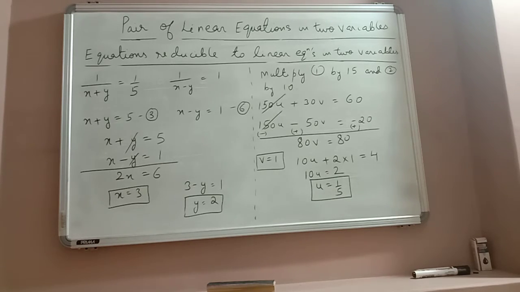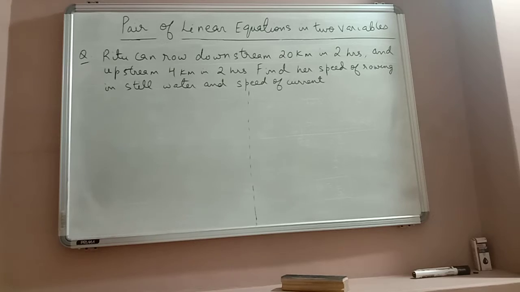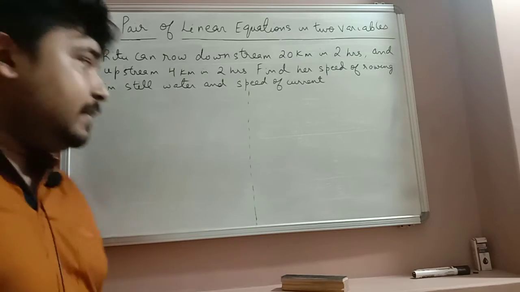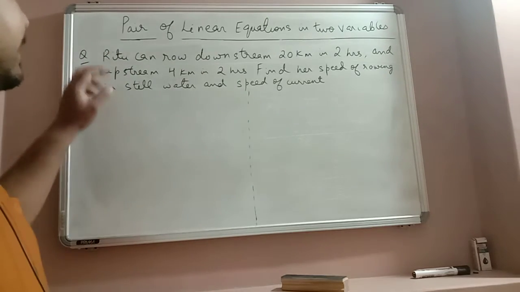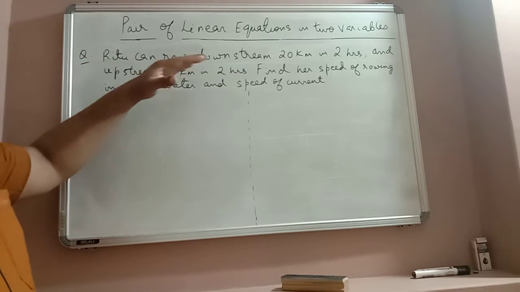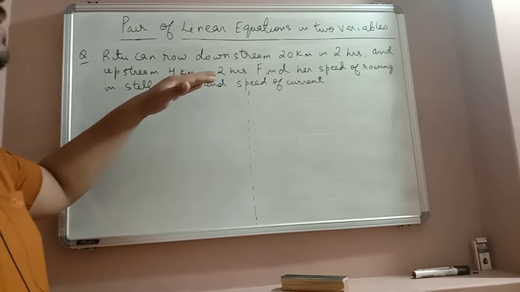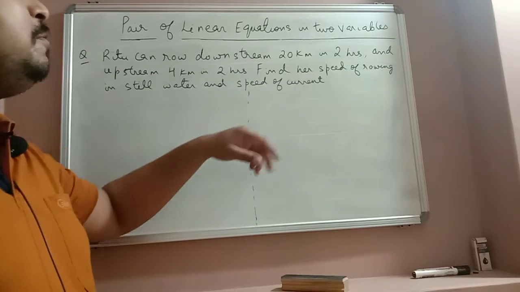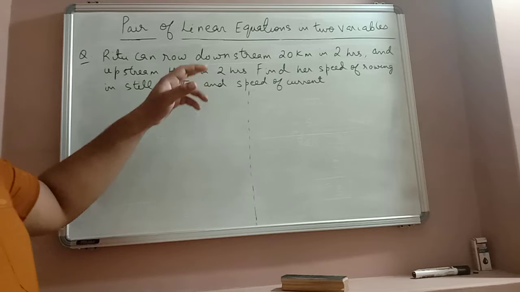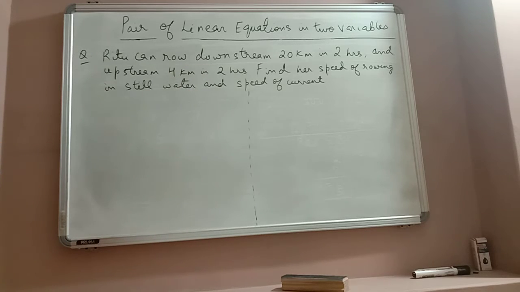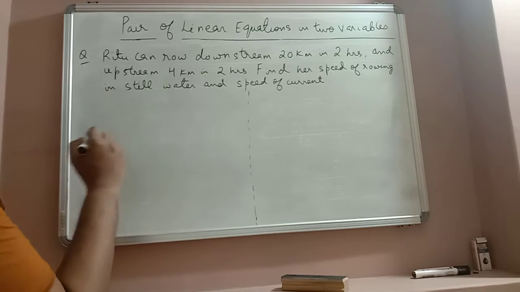Okay, now let's take some word problems. Okay students, let's take up this question. The question says, Ritu can row downstream 20 kilometers in 2 hours and upstream 4 kilometers in 2 hours. Find her speed of rowing in still water and the speed of current. Okay, so there are two things which we need to find here. So let's assume these two things by x and y.